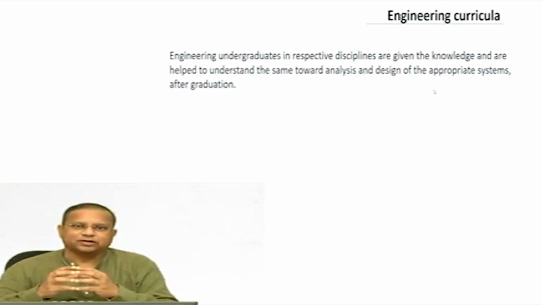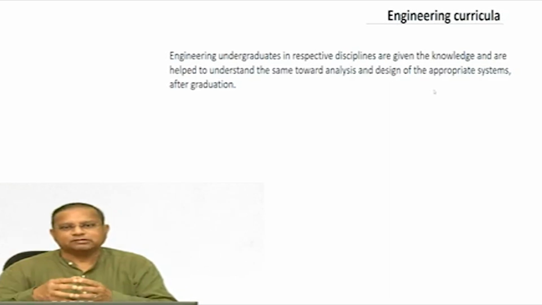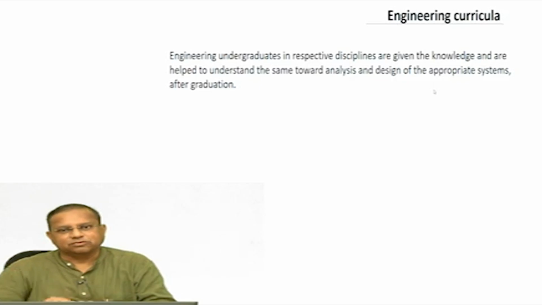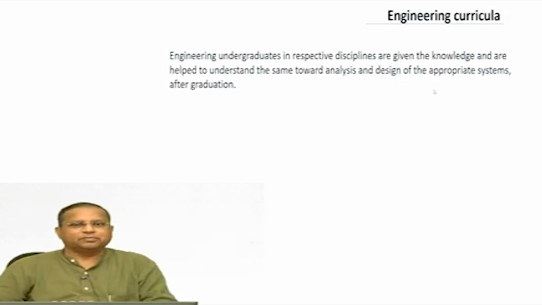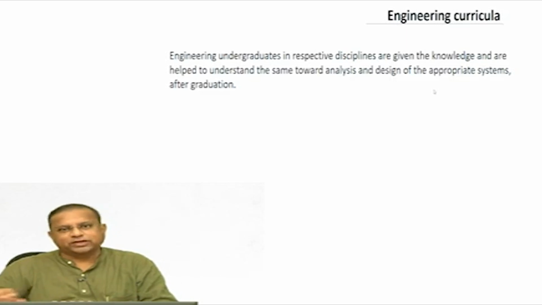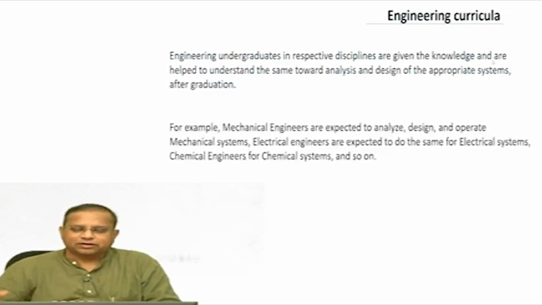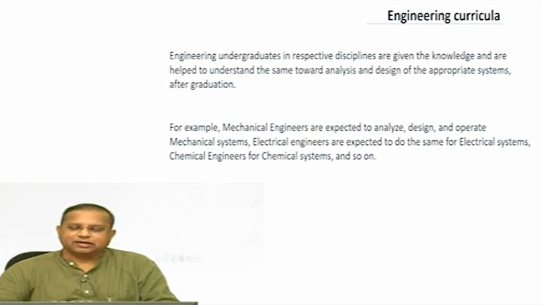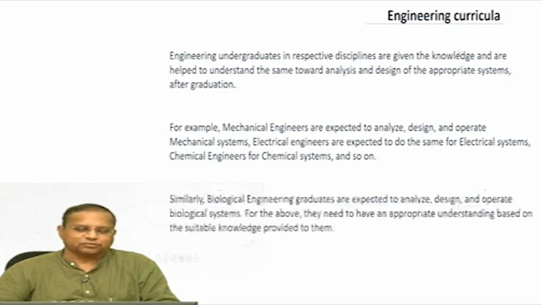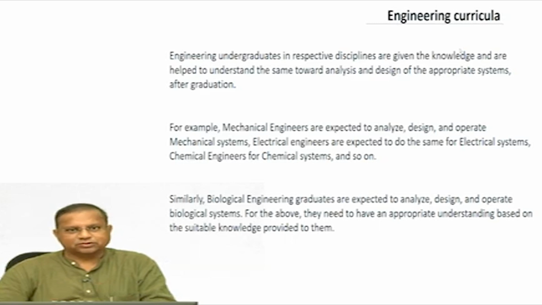Electrical engineers would do it for electrical systems, biological engineers would do it for biological systems, chemical engineers would do it for chemical systems, and so on and so forth. This is the overall scheme in any engineering curriculum. For example, I think we have talked about this. Mechanical engineers are expected to analyze, design and operate mechanical systems. Electrical engineers are expected to do the same for electrical systems. Chemical engineers for chemical systems, and so on and so forth. Similarly, biological engineering graduates are expected to analyze, design and operate biological systems. That's the reason why you're going through this 4 years of course.